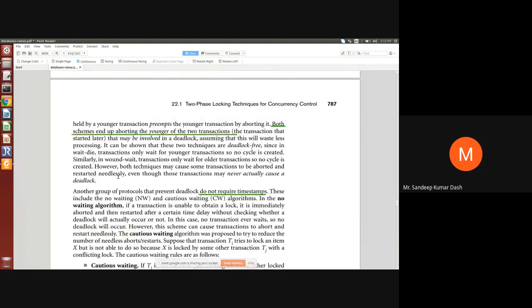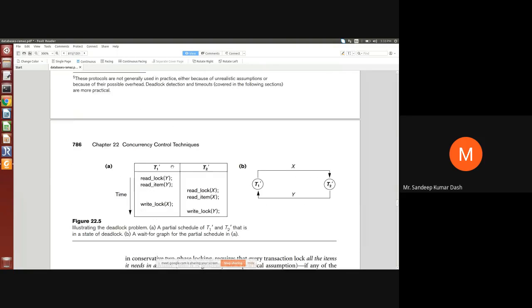In this case, T1 is waiting for T2 to release X. Then T2 is waiting for T1 to release Y. So both of them are waiting for each other, and the graph is like this. So it will be a deadlock.